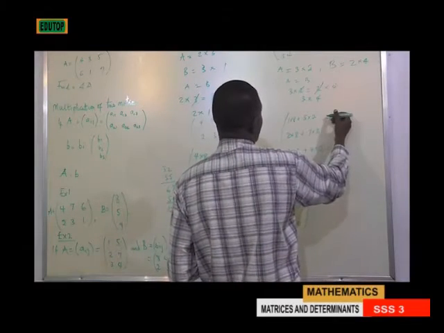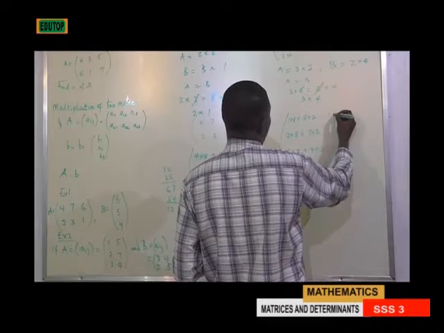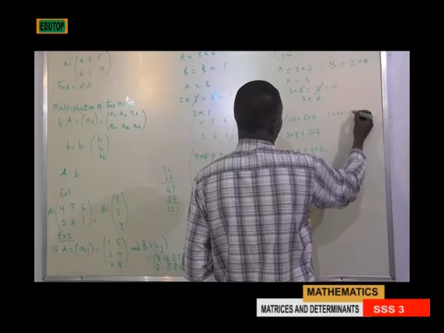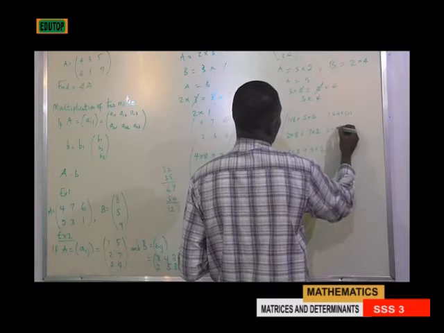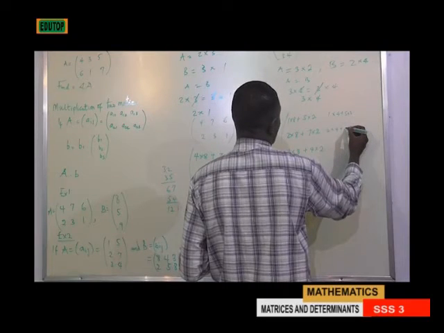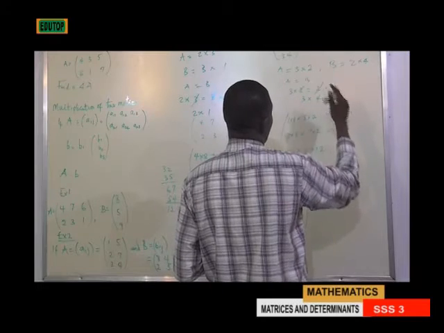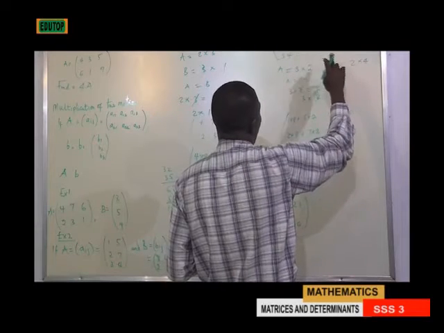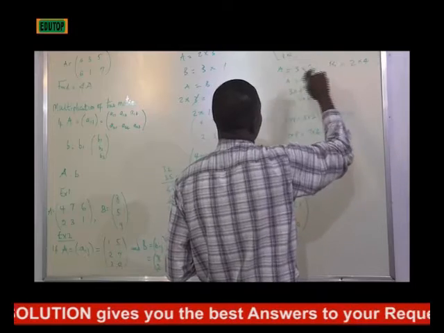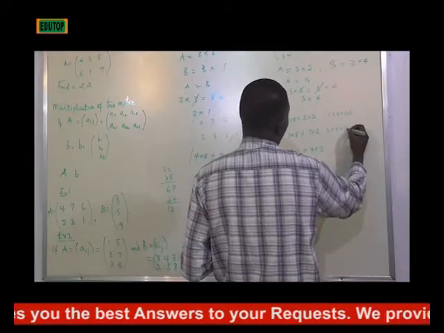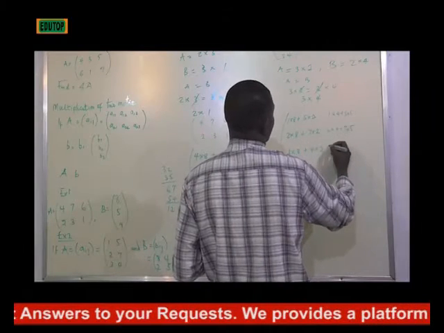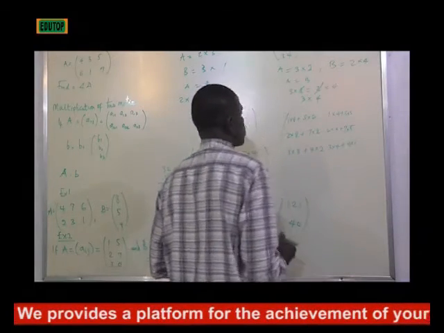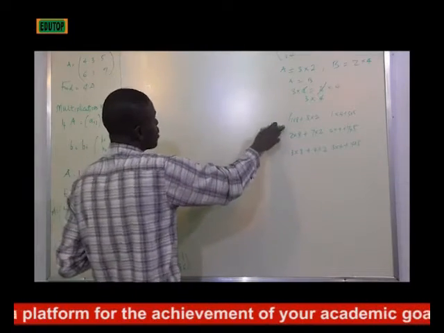Now, for the second case, we have 1 times 4 plus 5 times 5. Then we have 2 times 4 plus 7 times 5. Then we have 3 times 4 plus 4 times 5. That settles that.